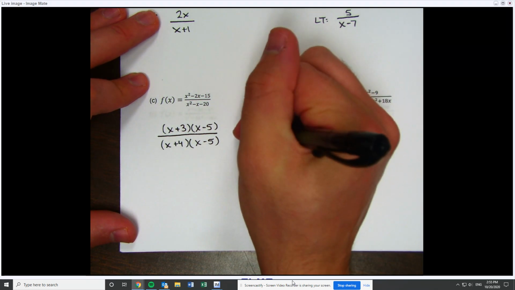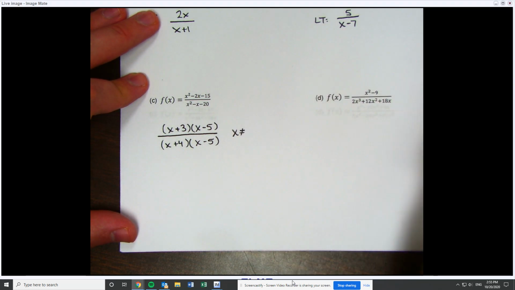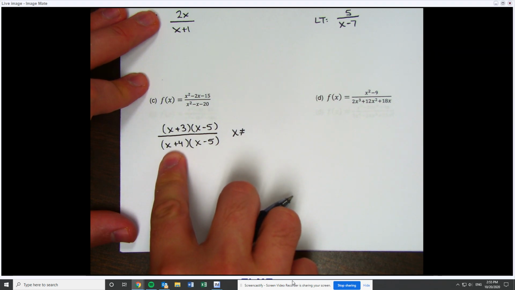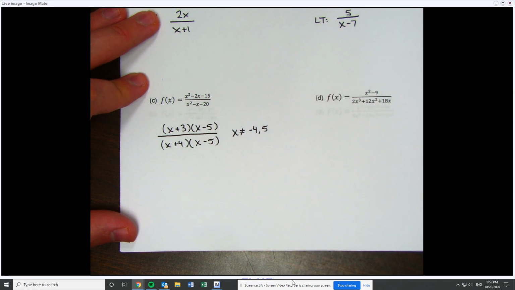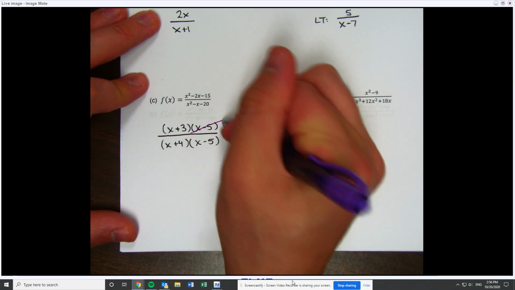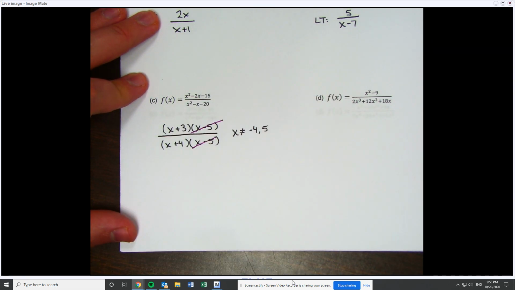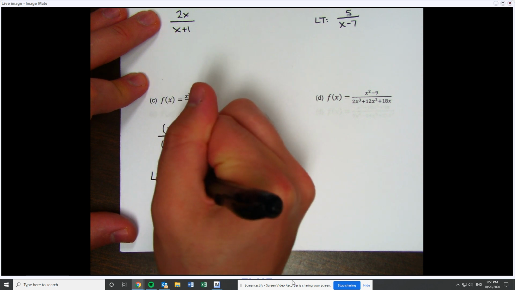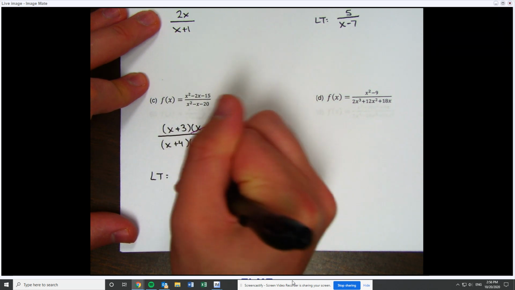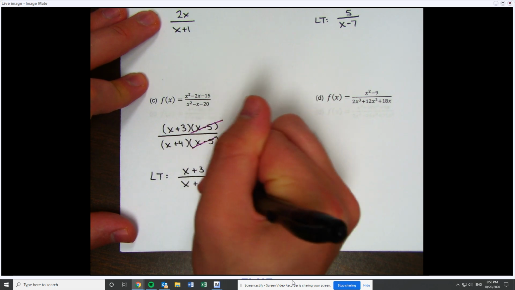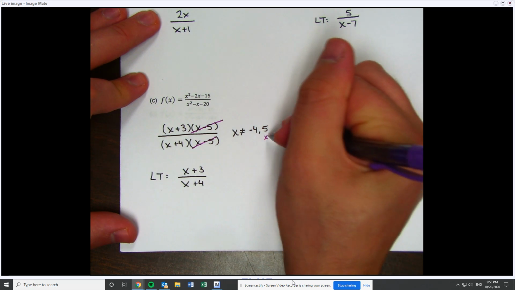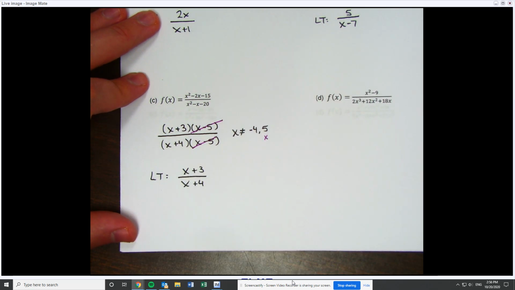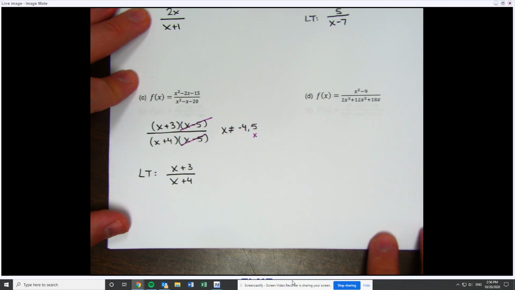Got it. Now listing out my domain, the numbers I know x cannot equal. Looking right here is negative 4, and right here, positive 5. Got it. Now, reducing, I see that they both have x minus 5. So my lowest terms will be x plus 3 over x plus 4. And as far as the one that disappeared completely, the 5 was removed. Perfect.